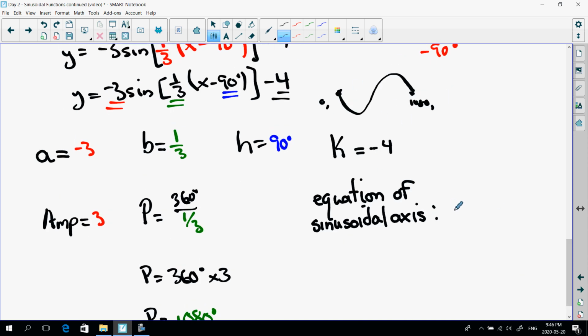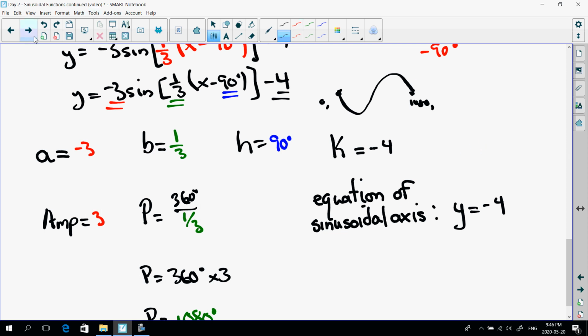Okay, remember the connection between the vertical translation, or the k value, and the equation of the sinusoidal axis. It's a horizontal line, has the equation y equals, and it's always equal to your k value. So note the connection. Little a and the amplitude. Well, the amplitude is absolute little a. There's a connection between the b value and the period. H is kind of on its own here, the phase shift or the horizontal translation. And there's a connection between the vertical translation and the equation of the sinusoidal axis.